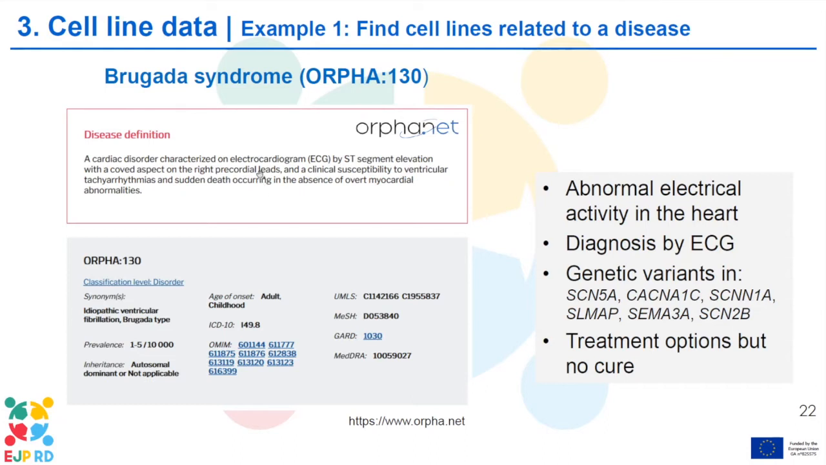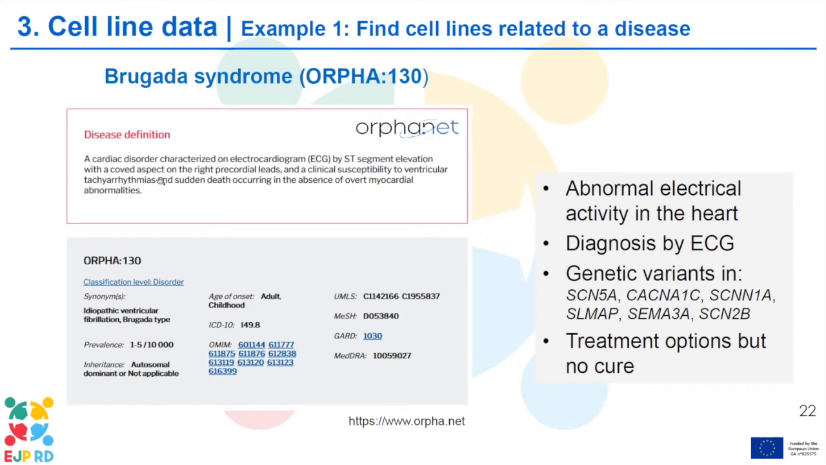Brugada Syndrome is a cardiac disorder characterized by abnormal electrical activity in the heart. It is diagnosed by electrocardiogram, and there is a genetic component. There are some genetic variants that are associated with Brugada, including these ion channels or proteins that interact with these ion channels. There are treatment options, but there is no cure for Brugada syndrome.